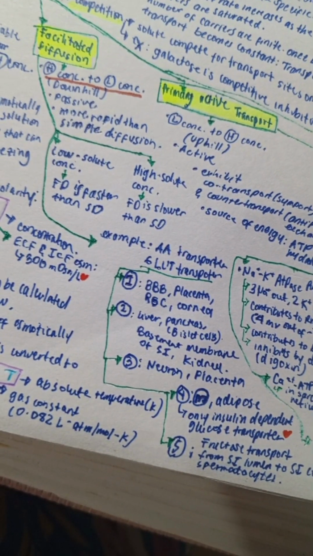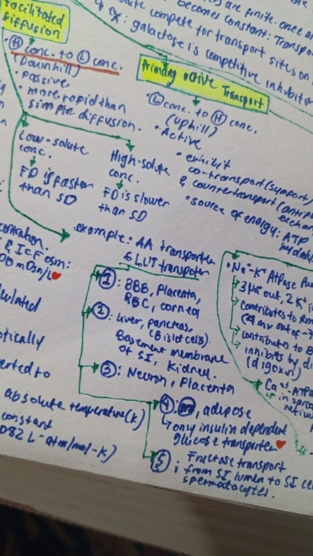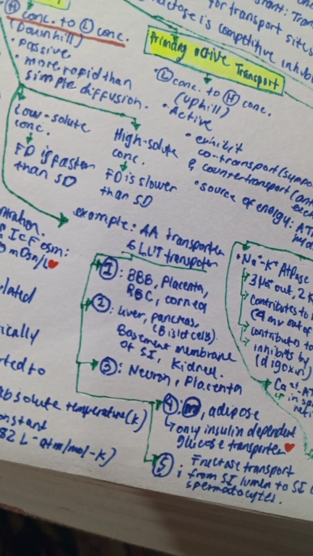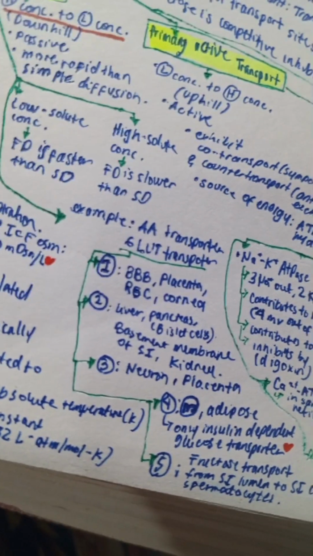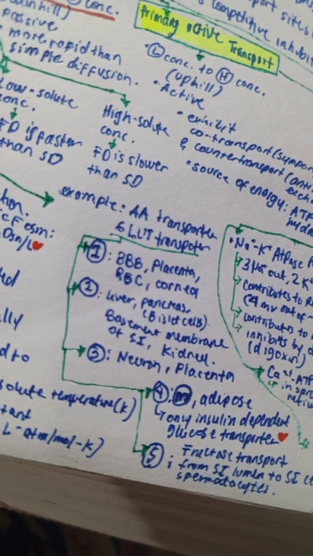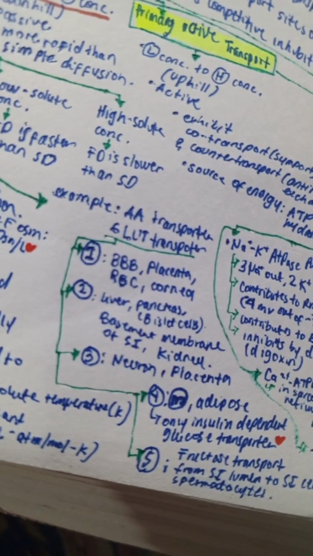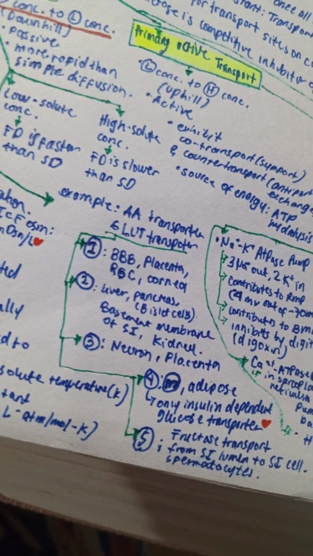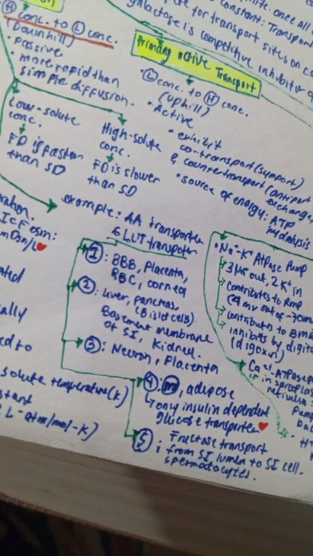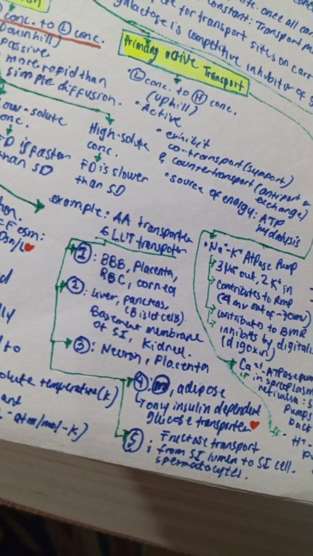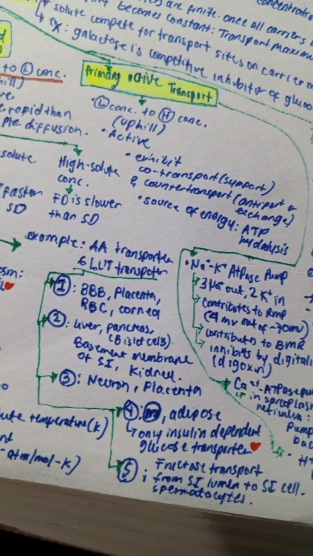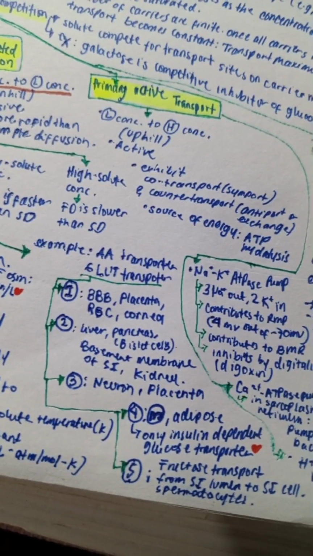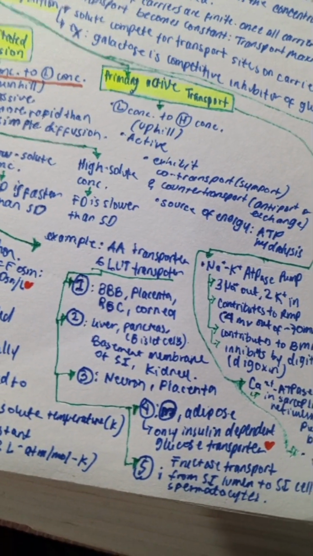Examples of facilitated diffusion are the AA transporter, or amino acid transporter, and the GLUT transporter. For the GLUT transporter, we have types 1, 2, 3, 4, and 5. GLUT1 can be found in the BBB, the placenta, the RBC, and the cornea. GLUT2 can be found in the liver, pancreas, and the basement membrane of the small intestine and the kidney. And GLUT3 can be found in neurons and also in the placenta.